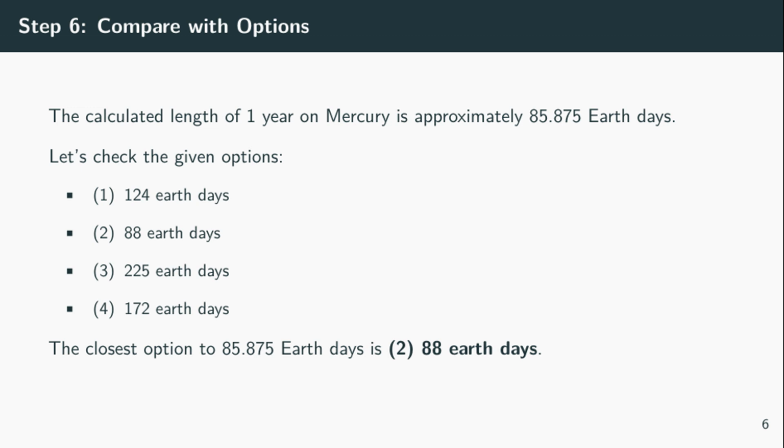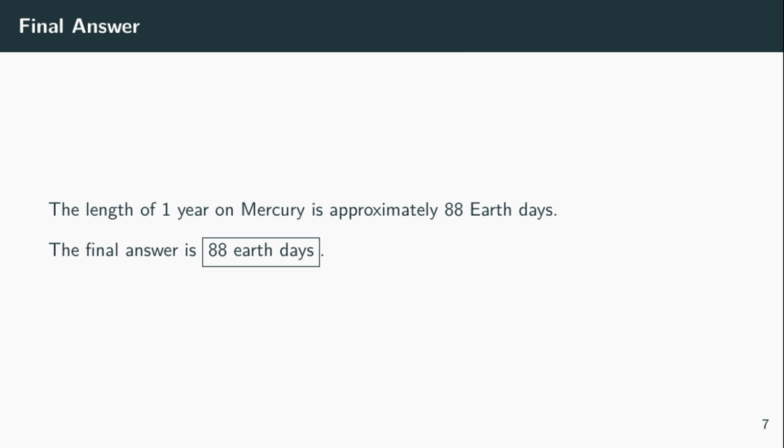Looking at our options, the option that is closest to our calculated value of 85.88 Earth days is option number 2, which is 88 Earth days. So based on Kepler's third law and the given information, the length of 1 year on Mercury is approximately 88 Earth days.